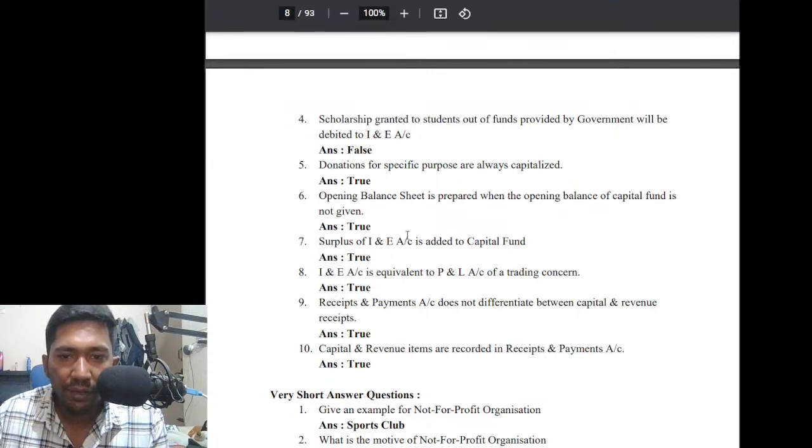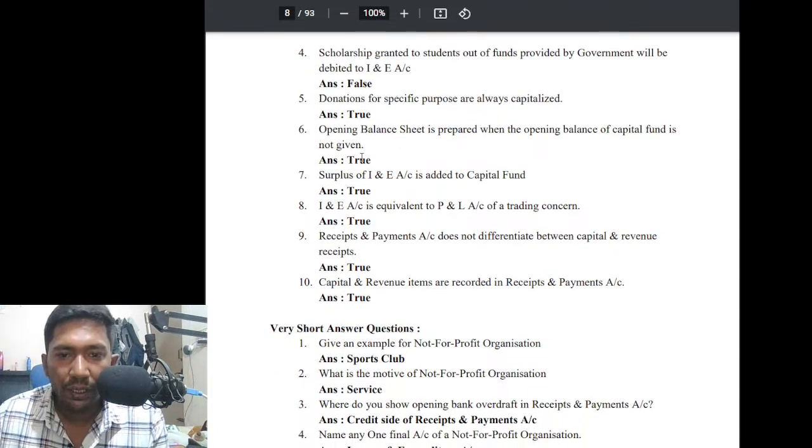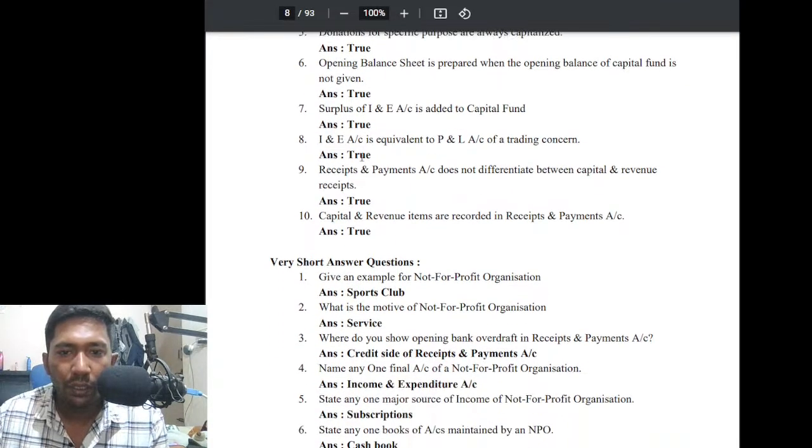Then next they have given us, scholarship granted to a student out of fund provided by government will be debited to income and expenditure account. No, scholarship we will not consider in the income and expenditure account. It's false. Done. Rest, I don't think so. It's important.